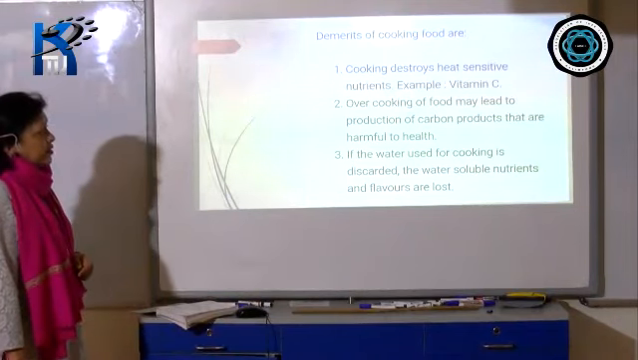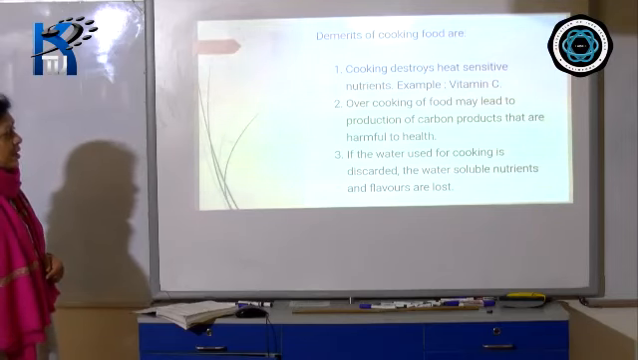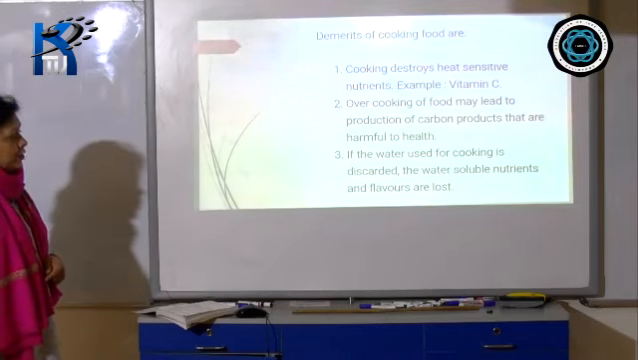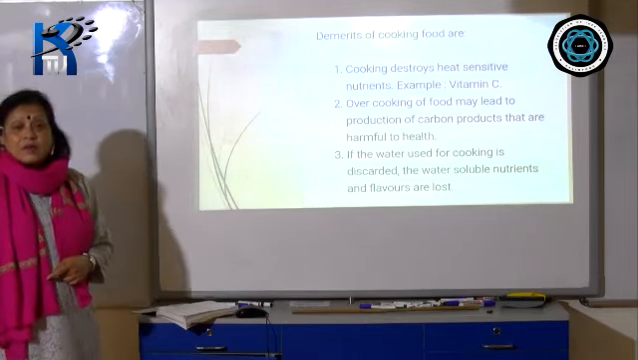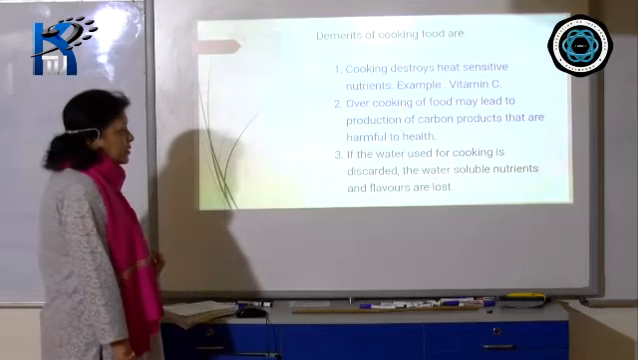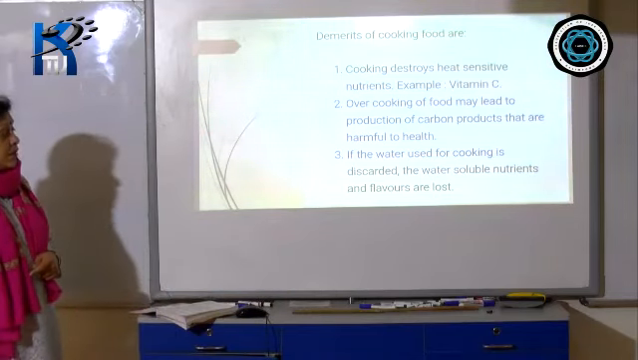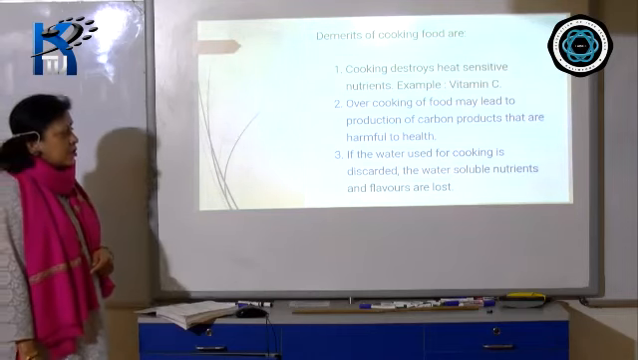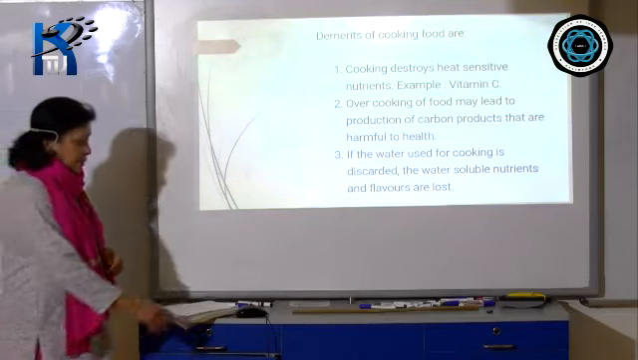But there are certain demerits also, that during the process of cooking, vitamins get destroyed, or overcooking of food may cause production of carbon products which are not useful for the human body. The water that is used for cooking contains a lot of essential nutrients like vitamins, minerals, etc. And at the same time, certain flavors are also lost. In spite of that, food has to be cooked. So please keep these points in mind if you get a question to answer in this form.